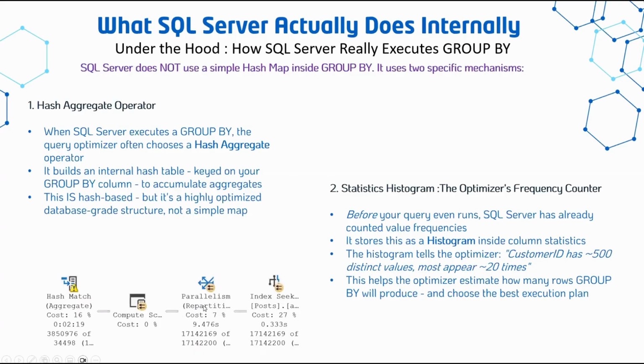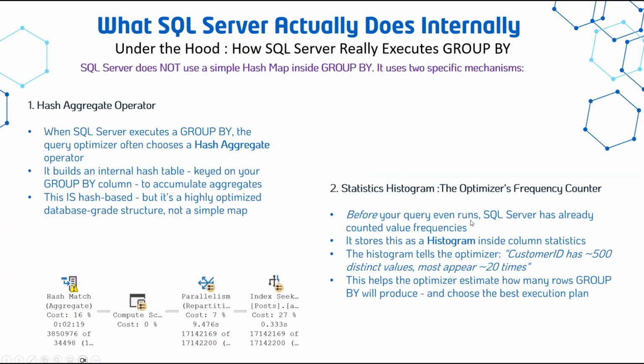And inside that one, we have something called statistics histogram, which optimizes the frequency counter. Again, listen to this carefully. We have the hash aggregate. Again, I'm not reading through the slide. You can read it. While SQL Server is doing its hashing aggregation, SQL has its own thing called the optimizer's frequency counter.